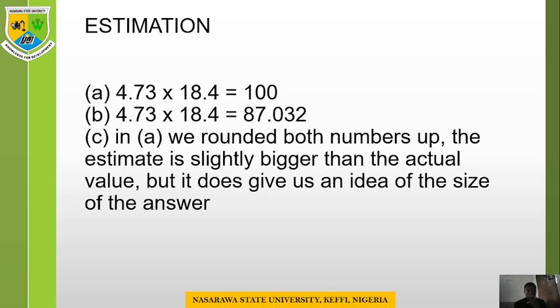Alright, C. In A, we rounded both numbers up. The estimate is slightly bigger than the actual value, but it still gives us an idea of the answer. That is why you can see from A, the 100 is bigger than 87.032, which is the actual value, but it's not far from it. So, in comparison, these two values are close, meaning the estimation is okay.